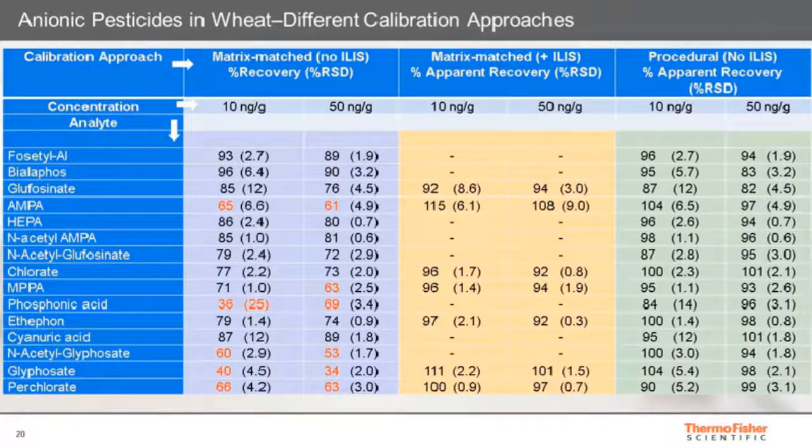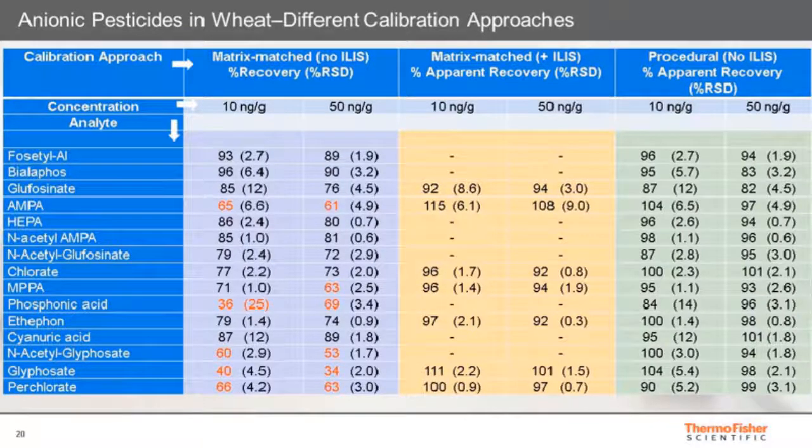obtained. So, using matrix-matched standards, that is, prepared after extraction and cleanup with no internal standards, then AMPA, N-acetyl glyphosate, and glyphosate produced relatively low absolute recoveries, as highlighted with the purple. And this is possibly because of binding of these particular analytes to the matrix. Having said that, the results could be considered sufficiently reproducible for the purposes of screening analyses.